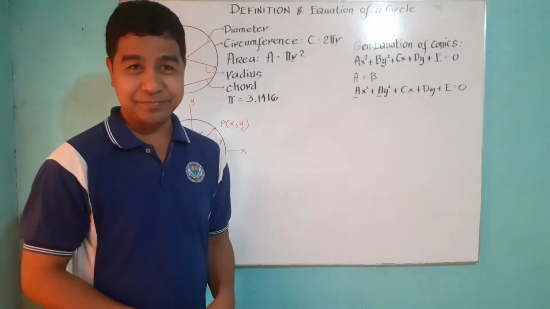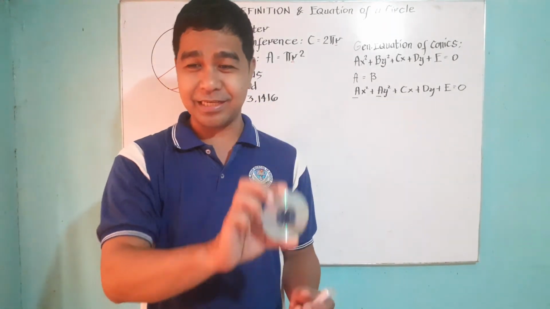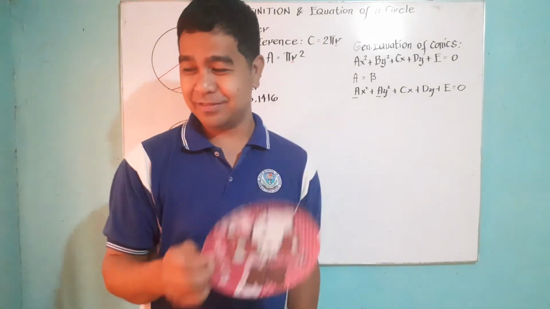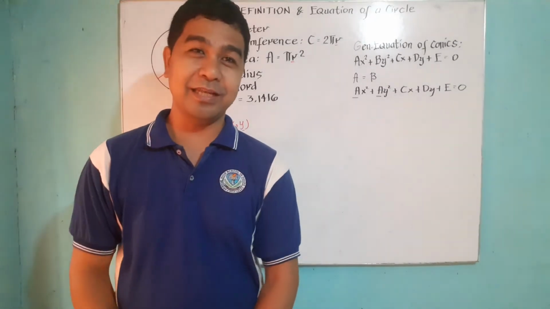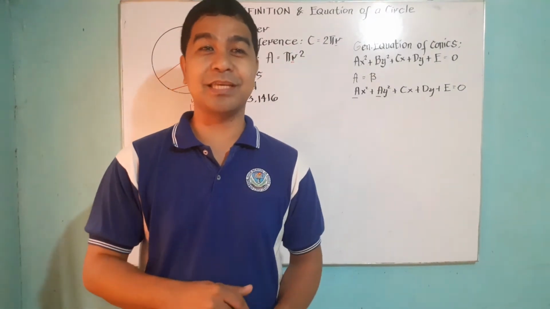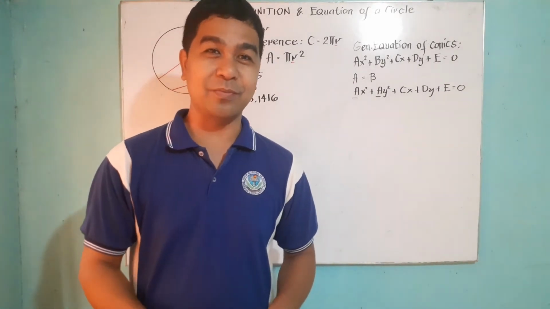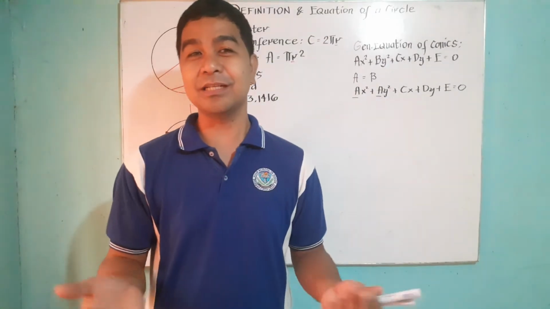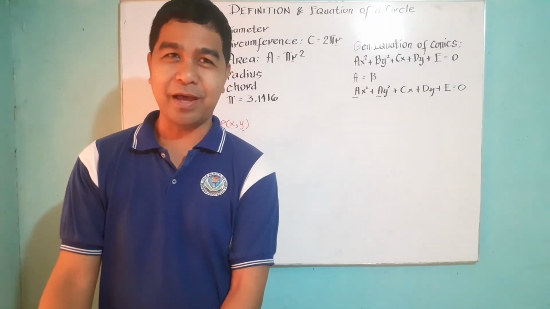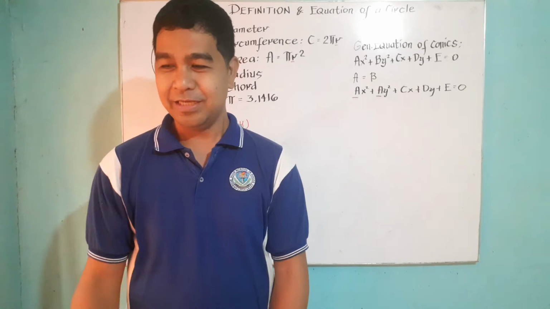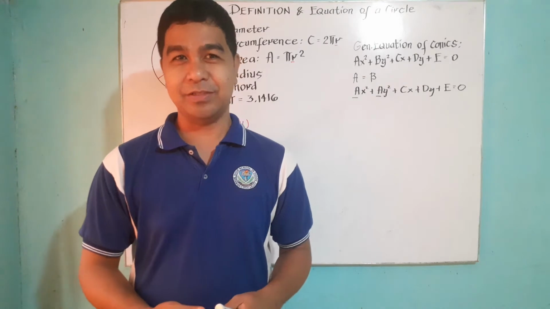Why do we study the circle? Because the circle is all around us. Like the CD, this is a circle. This plate, this tape, and many other things. We cannot travel without circles because the wheels of the car are circles, including the wheels of the plane. So the circle is very important to us. But how are we going to define the circle using an equation? The standard equation and the general equation.